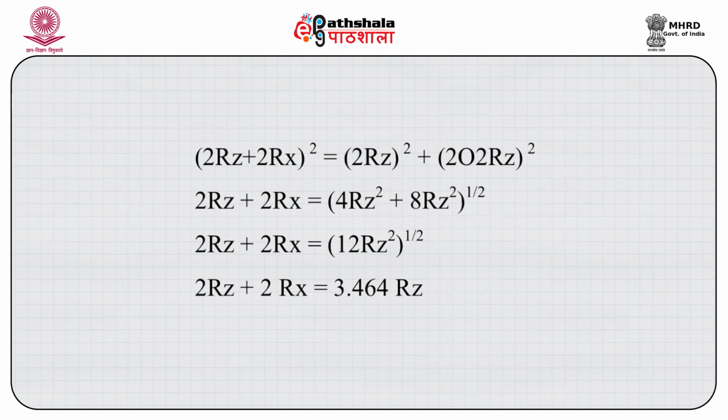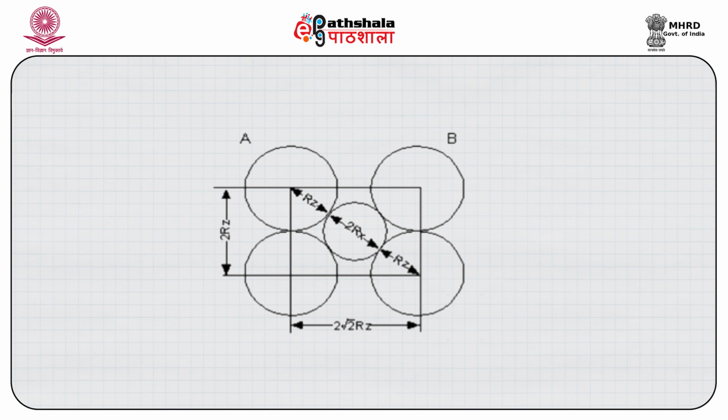Now, 2 r z plus 2 r x is equal to (4 r z square plus 8 r z square) to the power half, and if we see this, this leads to 2 r x is equal to 1.464, giving r x by r z as 0.732. Now, remember this diagram is drawn when the larger spheres are touching the smaller sphere. So, it is the limiting condition.